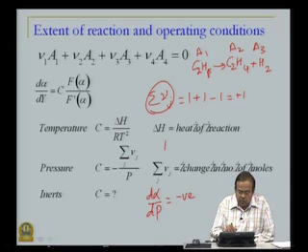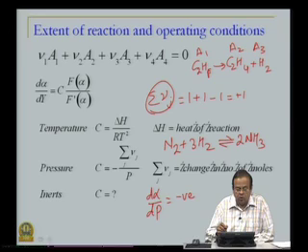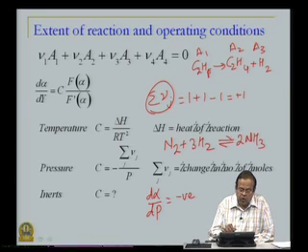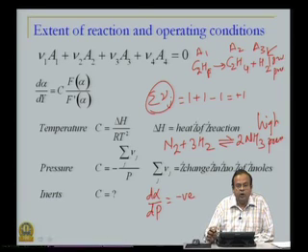Now, tell me what should happen with this kind of reaction. Ammonia synthesis: 2 minus 3 minus 1, again summation nu j, 2 minus 3 minus 1. So, minus 2, that means there is a decrease in number of moles. So, ammonia synthesis has to take place at high pressure. This is a low pressure reaction. This is how the operating conditions are determined.